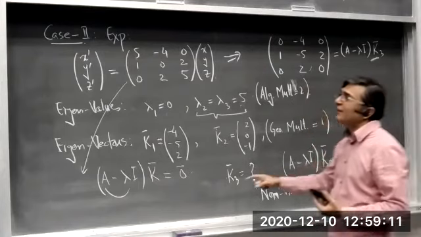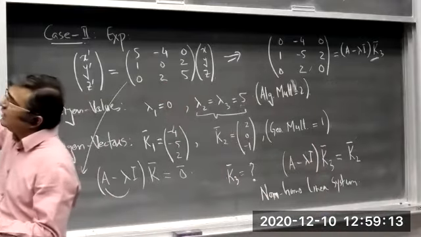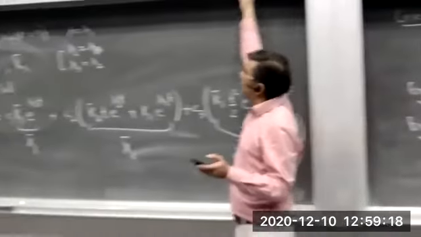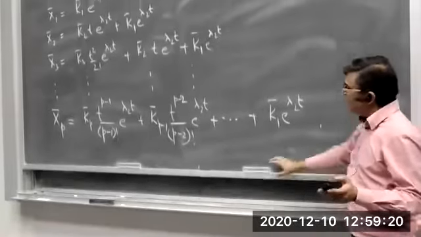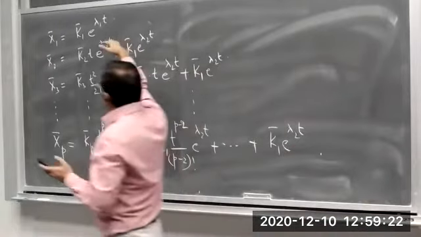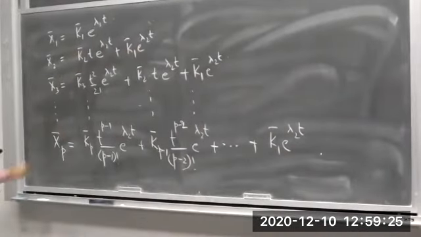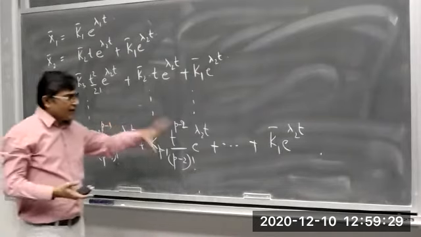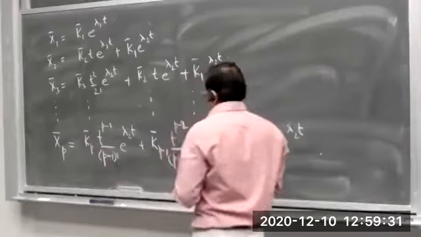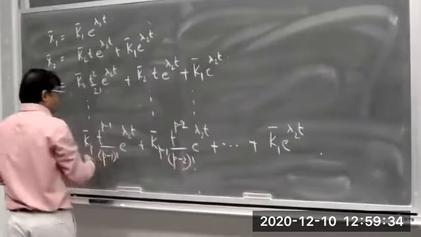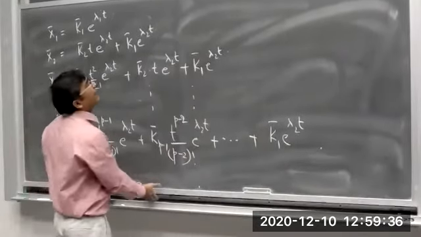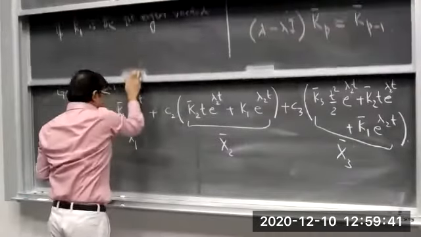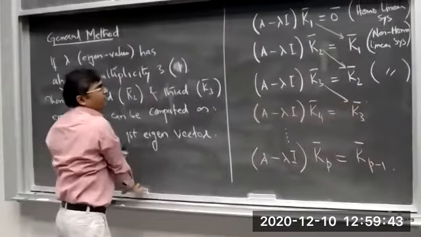How to find k3? I have given you these formulas on the other board. These are the generalized formulas, the general formula in order to find the third linearly independent solution. And to find the eigenvectors in this formula, I gave you this procedure.